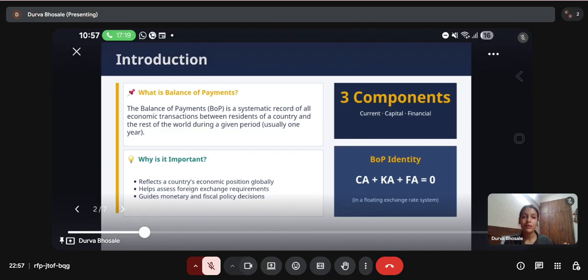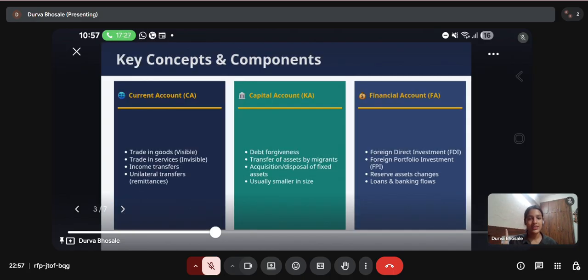Now, there are three components of balance of payments: current account, capital account, and financial account. Let us dive deep into them. Number one is the current account. It includes trade in goods, trade in services, income transfers, and unilateral transfers. The next is the capital account. It includes asset transfers, such as debt forgiveness, transfer of assets by migrants, acquisition and disposal of fixed assets. Number three is the financial account, which includes investment flows in the form of foreign direct investment, FDI, foreign portfolio investment, FPI, reserve asset changes, and loans and banking flows.